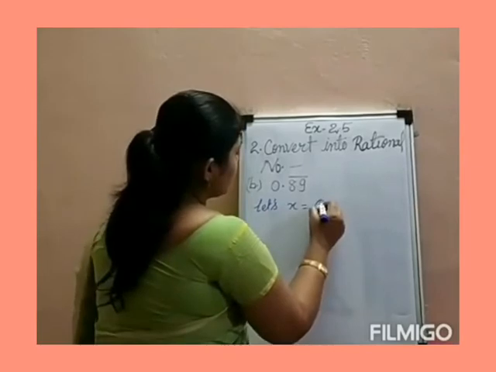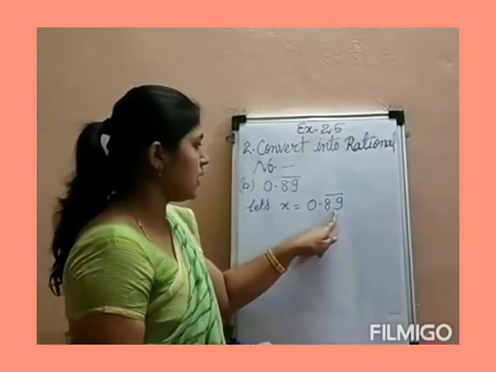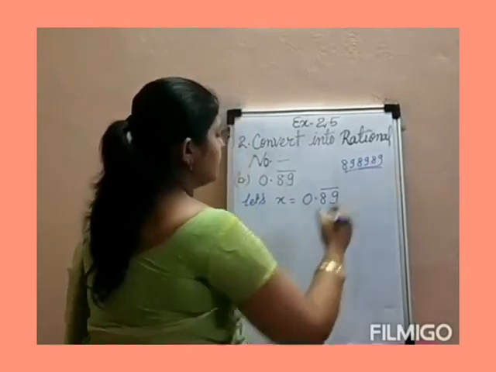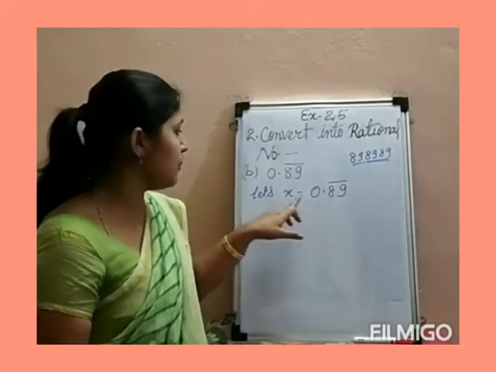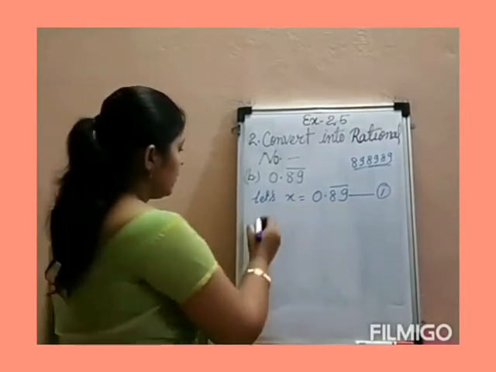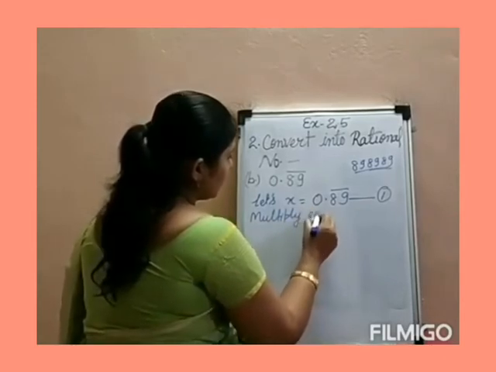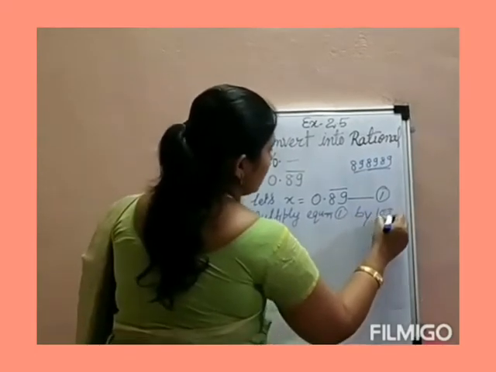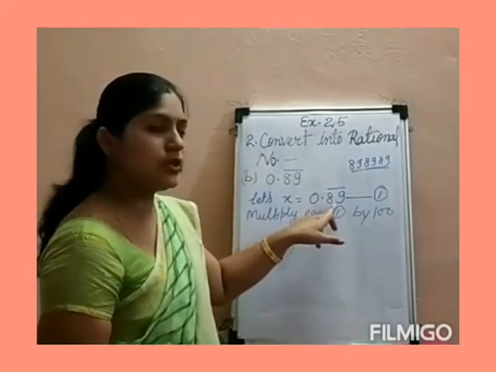x is equals to 0.89 with the bar on 8 and 9 both. It means 0.89898989. The number is like that. And there are two digits after decimals, so we will multiply this equation by 100. This is equation 1. Multiply equation 1 by 100. So we will multiply 100 with x and 0.89.